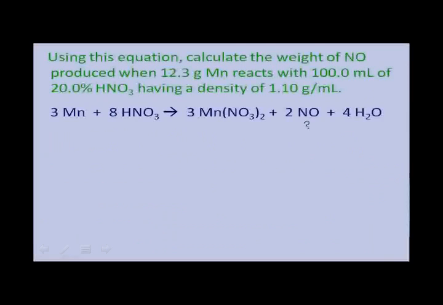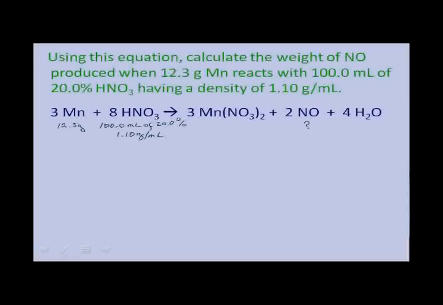In this problem, we're being asked to calculate the weight of nitric oxide that could be produced if our manganese, which is 12.3 grams, is allowed to react with 100 milliliters of 20% pure nitric acid having a density of 1.10 grams per milliliter. Definitely a limiting reagent problem. I wonder which we're going to run out of first, manganese or nitric acid?